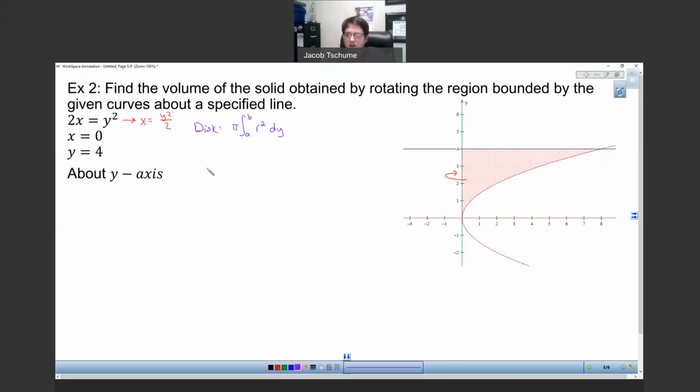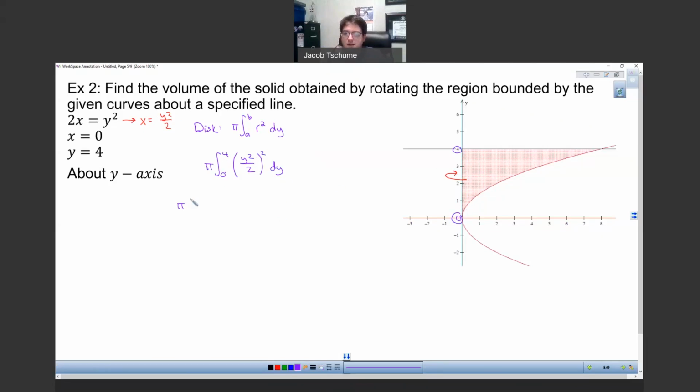So now I can plug in all the information I have. So my volume would be pi times the integral. Now, since you're going around the y-axis, you have to use your y parameters. So I would be going from 0 to 4 on the y-axis. I would take my newfound radius function, which is y squared over 2, and we're going to square that, and we're going to integrate this with respect to y.